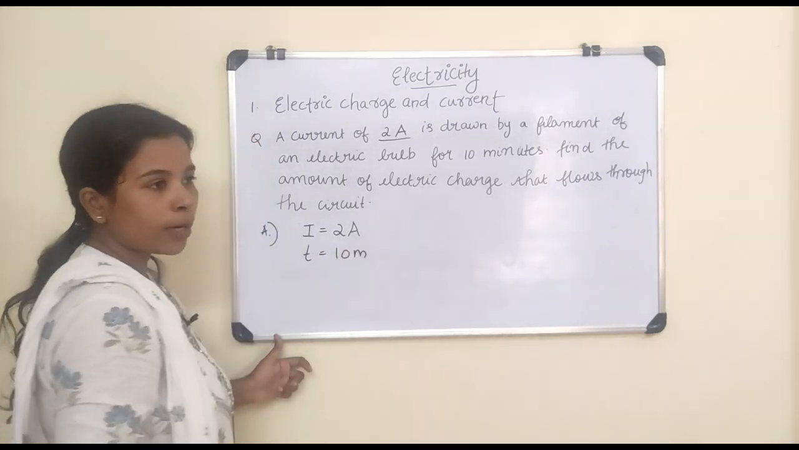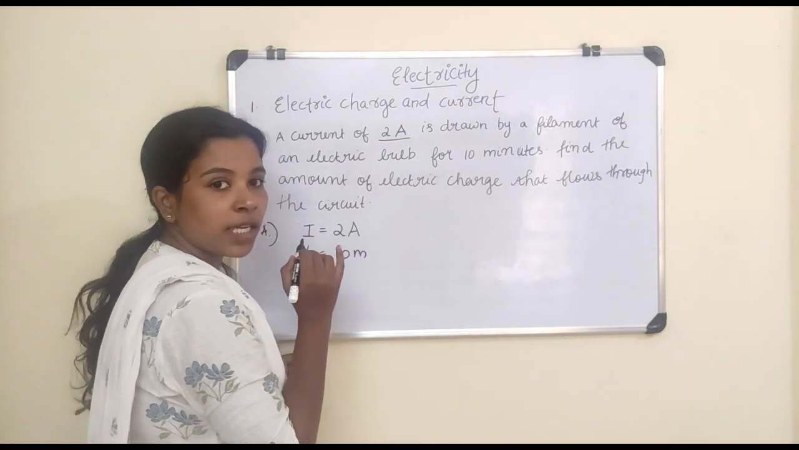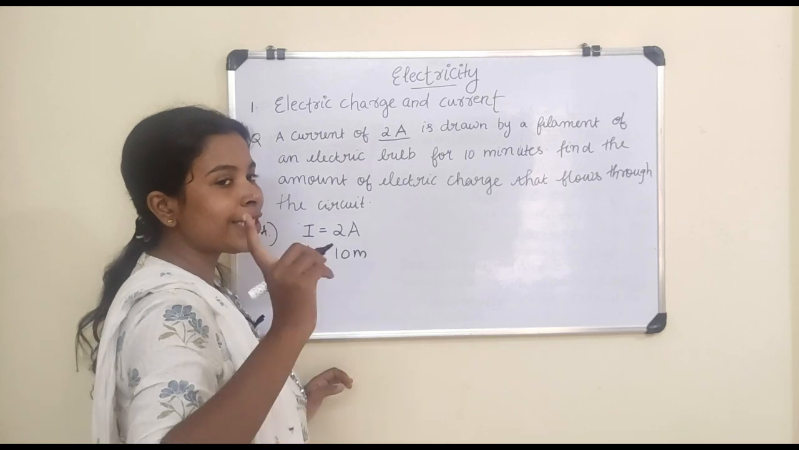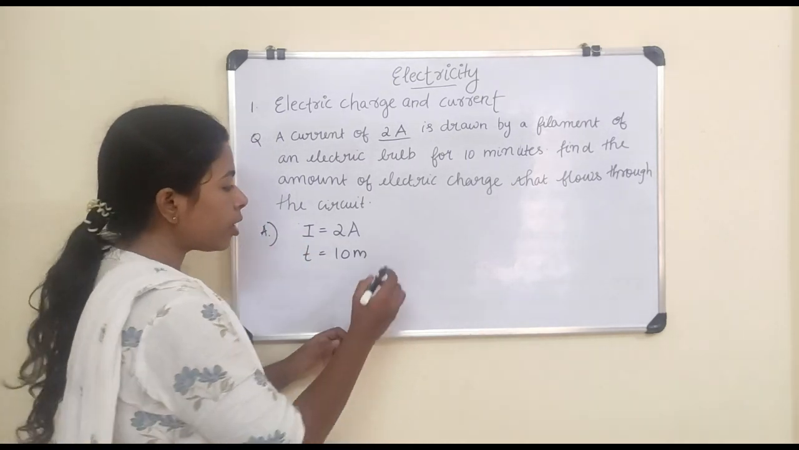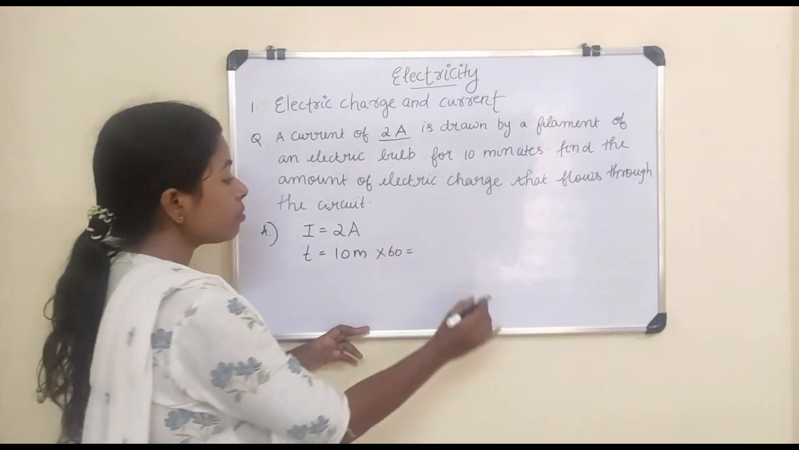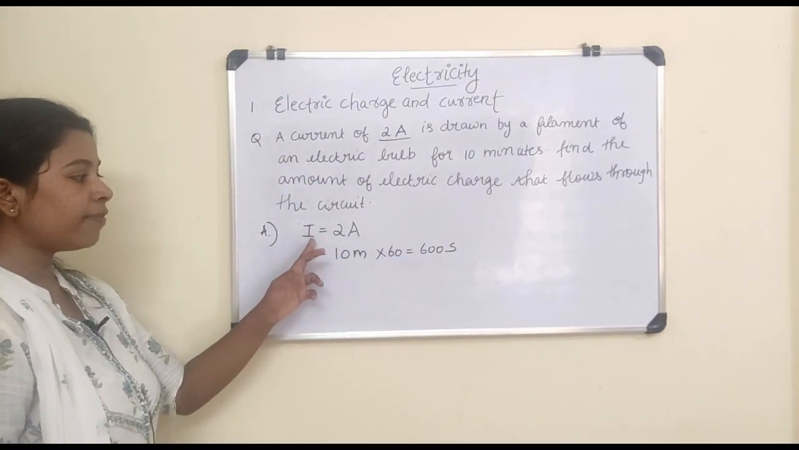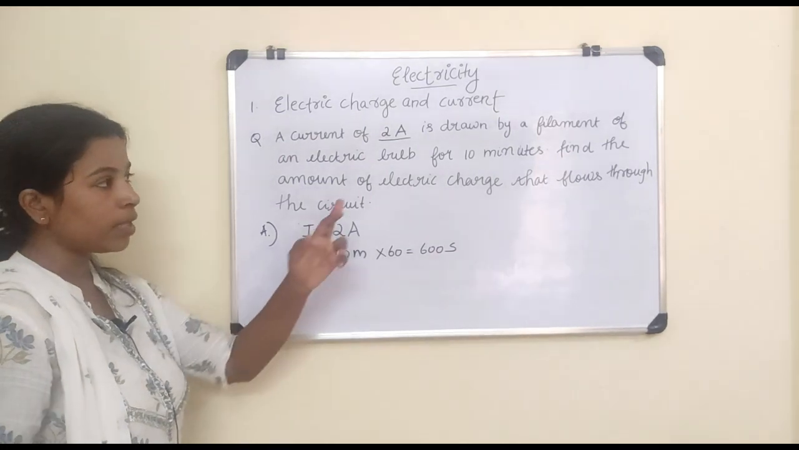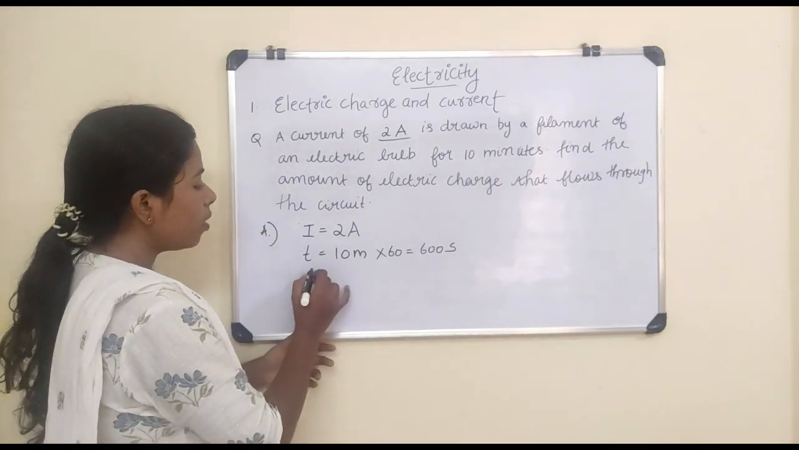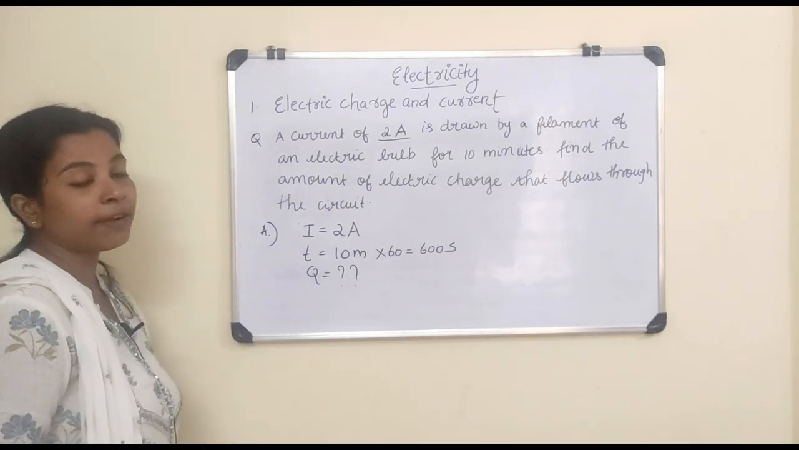What is the SI unit of time? It is seconds. So you have to convert these minutes into seconds. How will you convert? 1 minute is equal to 60 seconds. So 10 minutes will be 10 multiplied by 60, which is equal to 600 seconds. So you have current as well as time. Now, what is asked? Find the amount of electric charge. You have to find the electric charge that flows through the circuit.